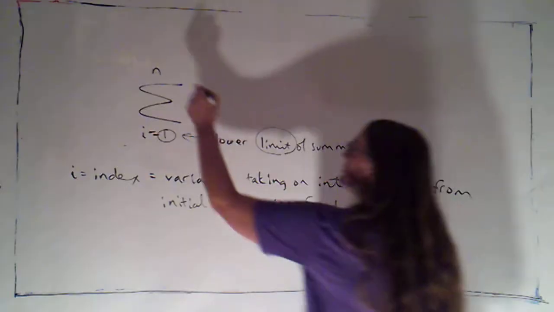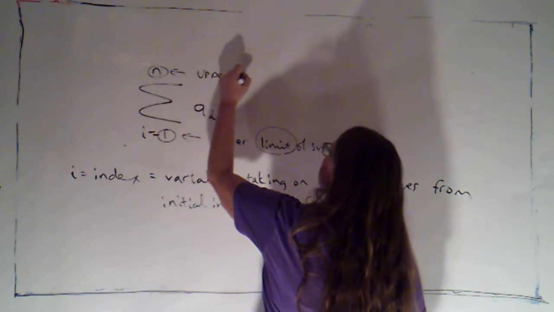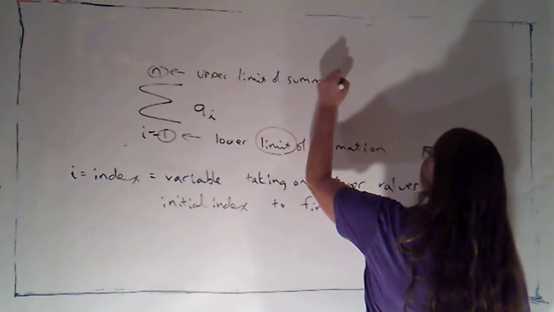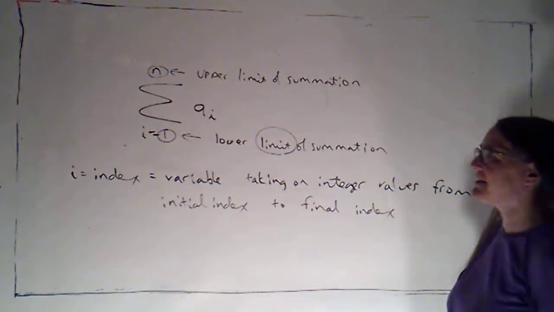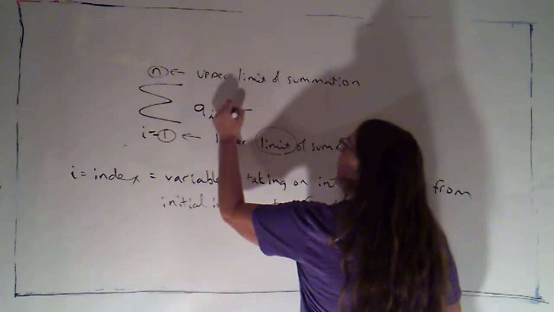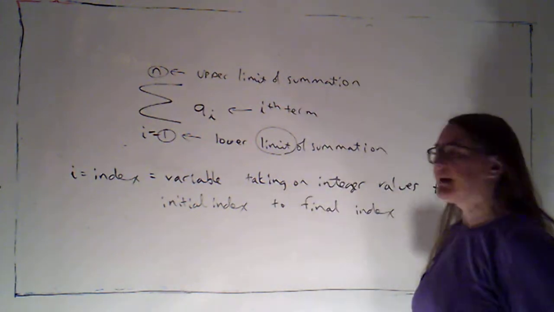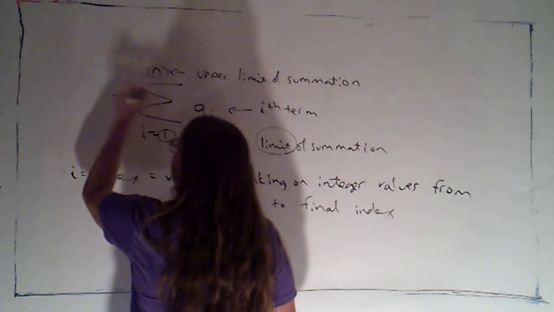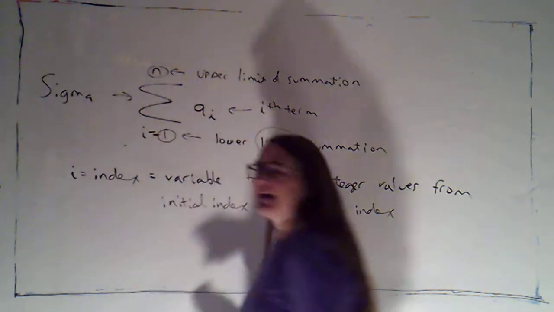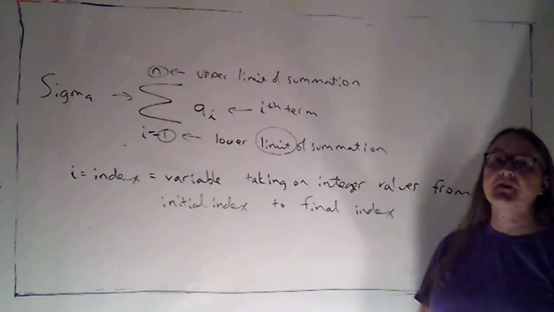Similarly, the number that's up here is called the upper limit of summation, and that just means the ending index, or the last value that the index takes on. A sub i is just going to be the ith term that I'm adding up. And this symbol here is a sigma. I spelled it with a capital S because that is a capital Greek letter sigma. And it just says add everything up.